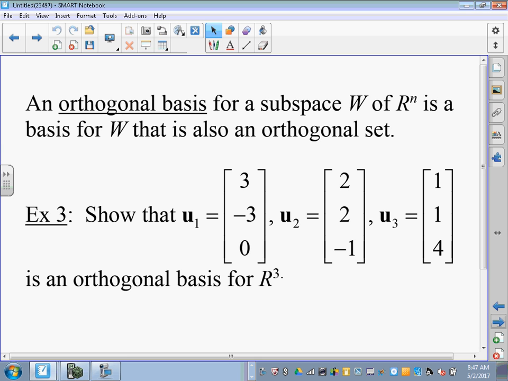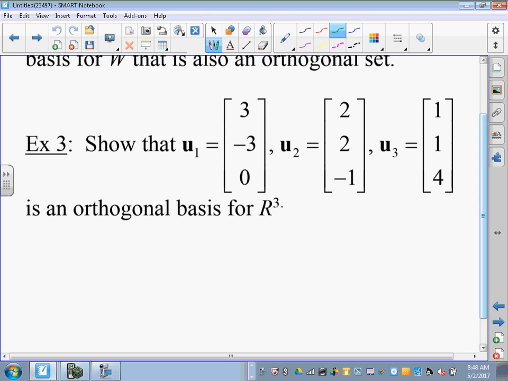So we do work on that, yes. So is it orthogonal? Yeah, why? Because we did it last time. They're all orthogonal to each other. Good. But is it a basis for R3? Well, that's the one thing that we did not do. How do we know that it's an orthogonal basis for R3? Right. They're linearly independent. And how do we show that they're linearly independent?